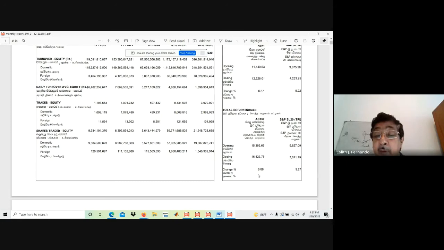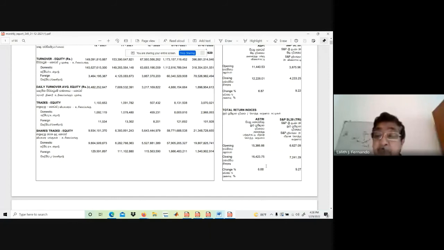Now, when you go to the return, we call it total return indices. If you take the returns into consideration and go for that index, there the index started with 15,366.66 and ends with 16,423.75. There the change is 6.88%. Now you can see the difference: 6.87, 6.88, 9.22, 9.27. Now these two are more or less similar.